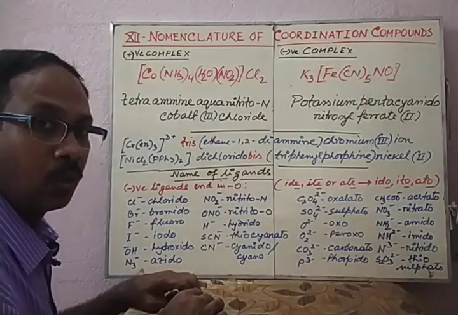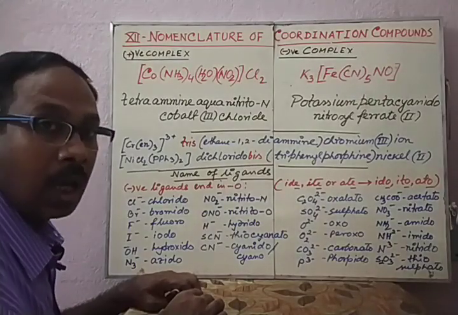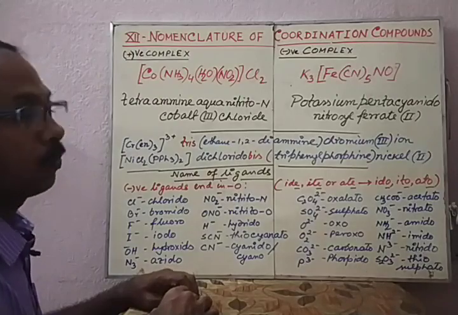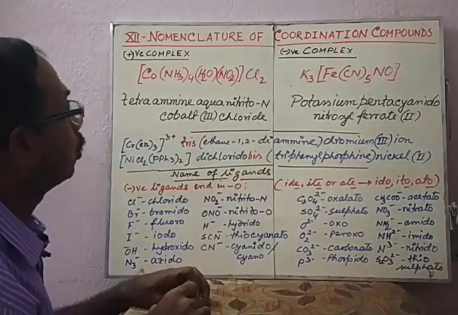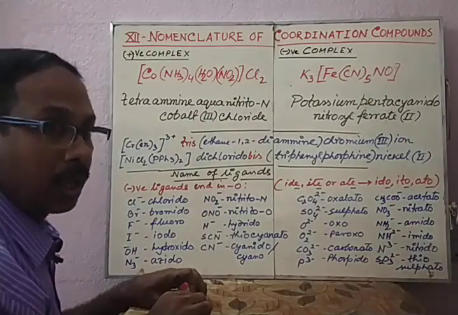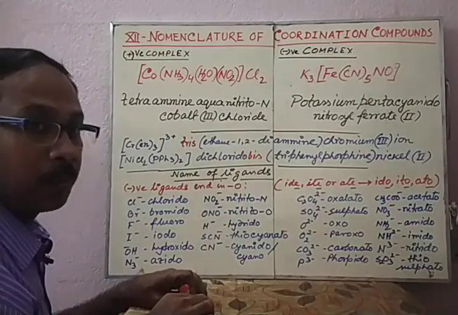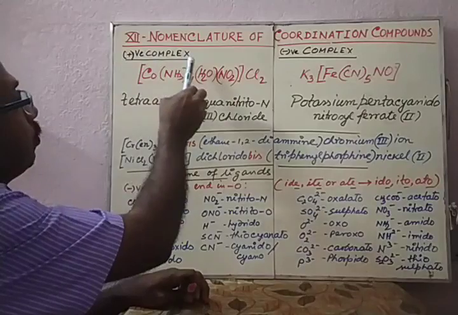Students, in this video I want to discuss the IUPAC nomenclature of coordination compounds. I have taken examples of two different types of complex here. One is called a positive complex.